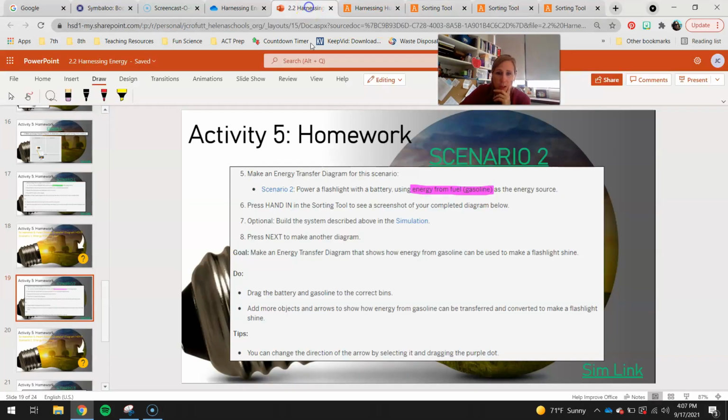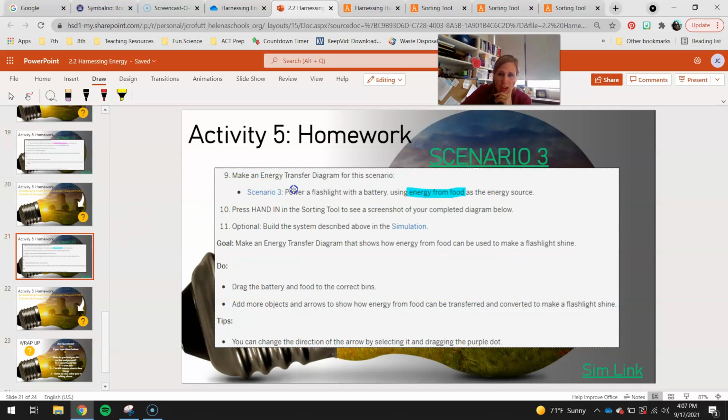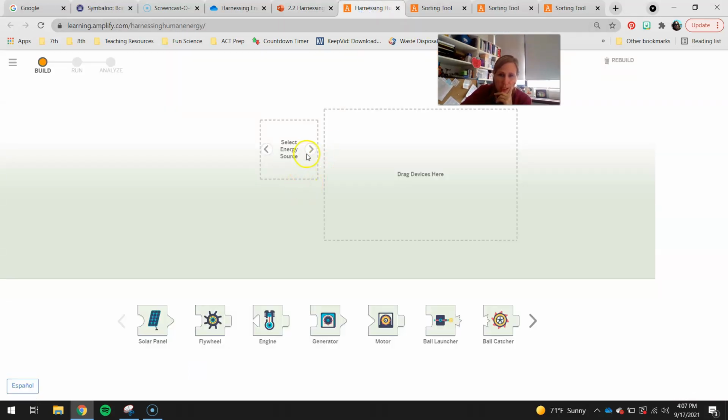And then your final scenario, which is scenario 3, you guys are going to power a flashlight using energy from food. If you guys look in the sim, notice there is no energy for food. So you're really going to kind of have to think a little bit more about this one. The sim won't help you a ton on that.